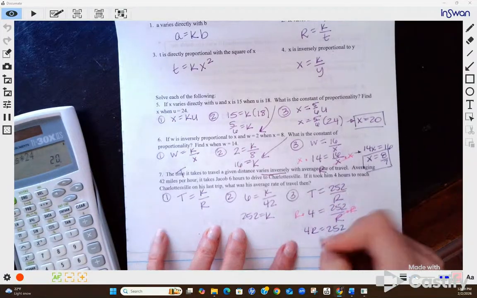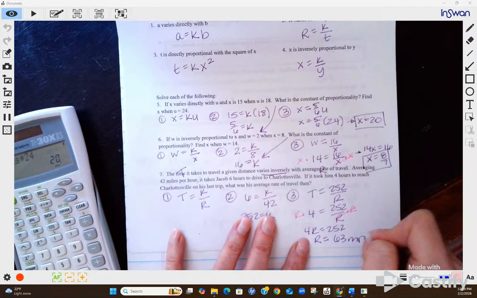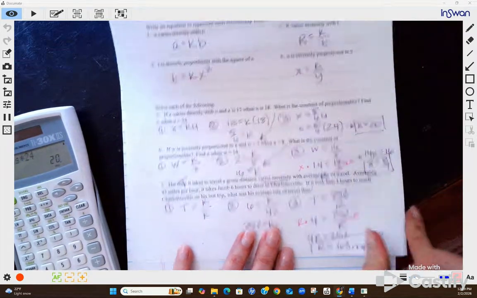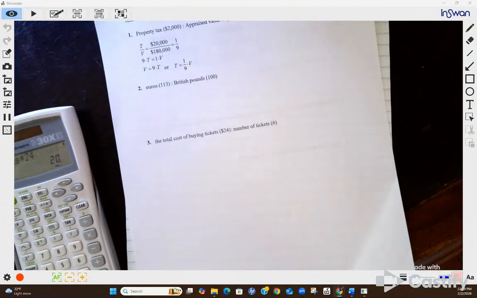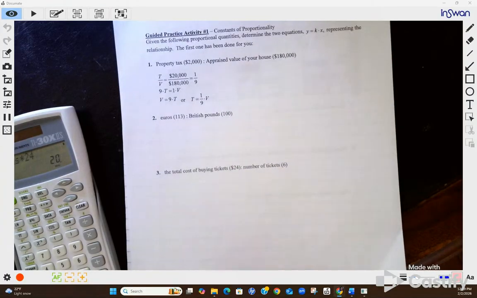And then I would divide both sides by 4, and I get 63 miles per hour. Move it that way. Okay.